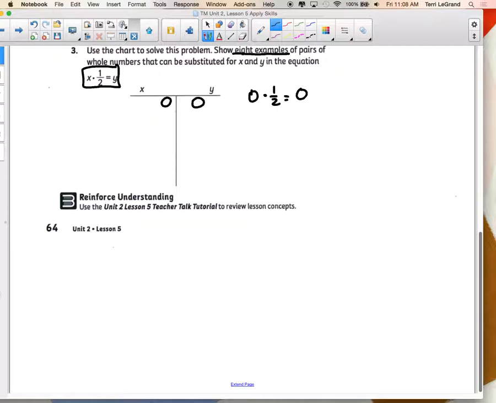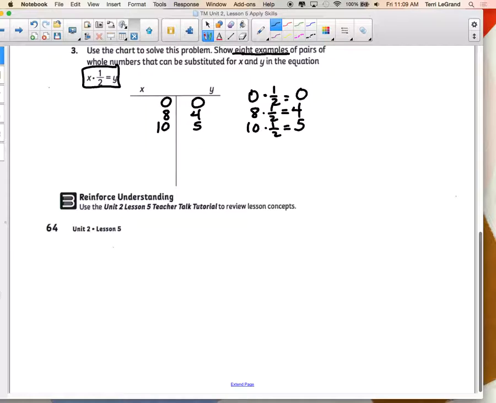Okay, 8 and 4. So 8 times a half equals 4. Remember, the only thing that's staying the same this time is the times 1/2. We're taking the half times our x value, and it produces our y value. So the only thing that should look the same is our times 1/2. Okay, Harley? 10 and 5. In other words, if you take 10 times a half, or take half of 10, you get 5.